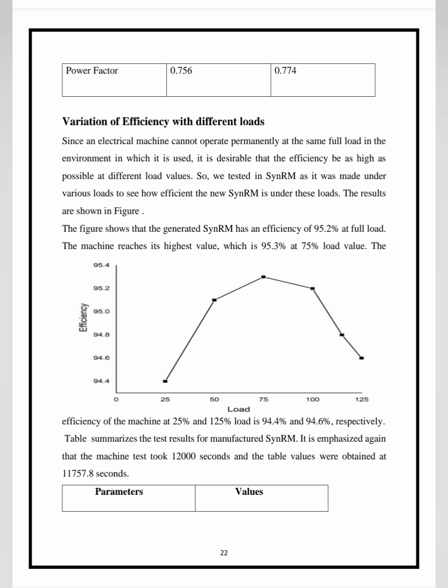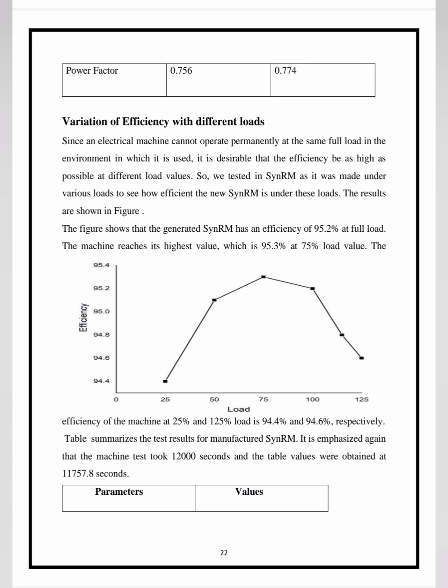The figure shows that the generated SynRM has an efficiency of 95.2% at full load. The machine reaches its highest value, which is 95.3%, at 75% load value. The efficiency of the machine at 25% and 125% load is 94.4% and 94.6% respectively.